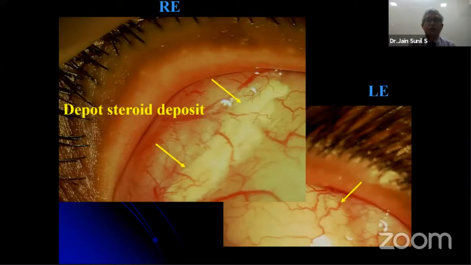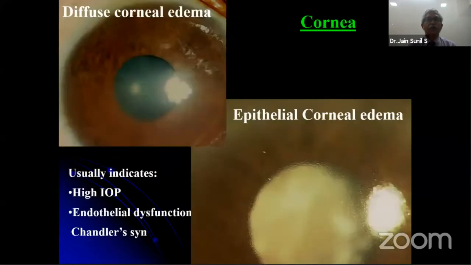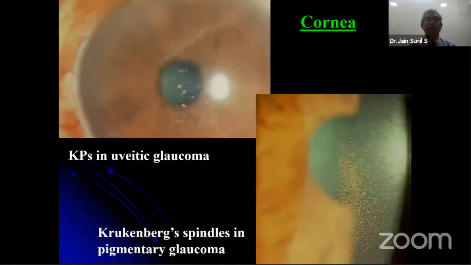Depot steroids are commonly used in uveitis and by the retina specialist, and the patient might not be aware of it, but as soon as you lift the lid, you might see this depot preparation, which could be the cause of the secondary glaucoma. Patient can present with diffuse epithelial edema, which is commonly seen with a raise in intraocular pressure, but at times with a normal intraocular pressure, if the endothelium is unhealthy, as in Chandler's syndrome, you could have epithelial edema. These are KPs in the uveitic glaucoma.